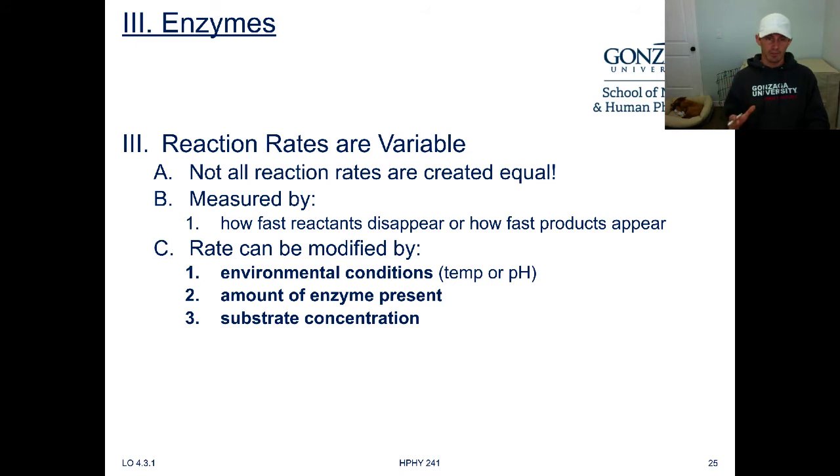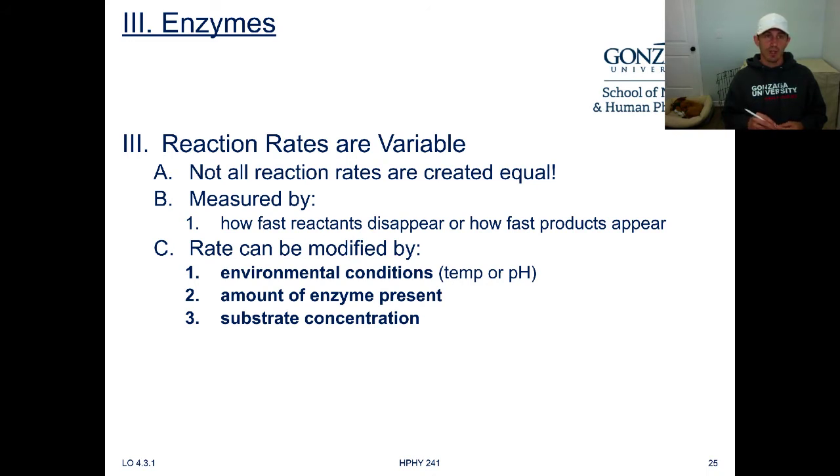in multiple ways. So the environmental conditions. If we change the temperature of a cell, or the temperature in which a cell is existing, or if we change the pH of the solution that the cell is sitting in, so that's what we mean by environmental conditions, that may increase or decrease reaction rate. I hinted at this one, the amount of an enzyme that is present.